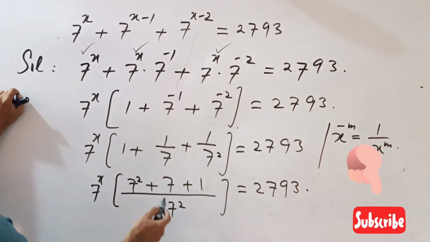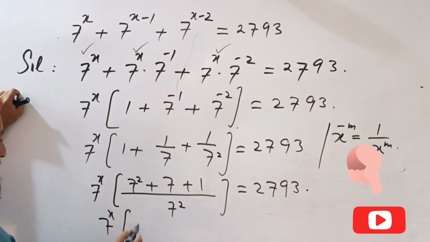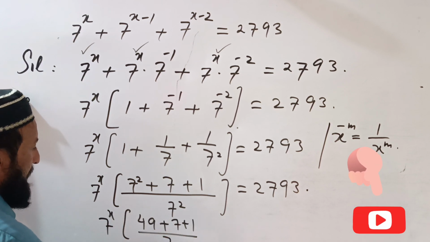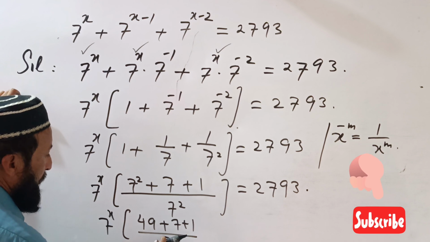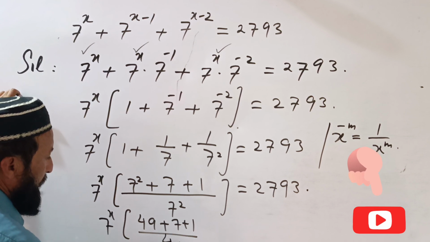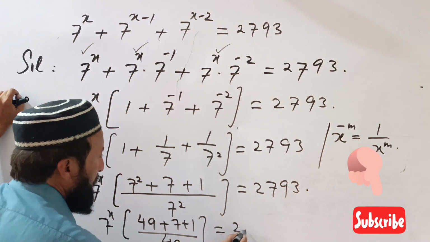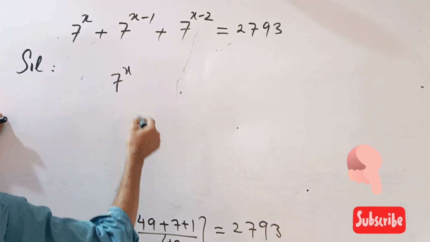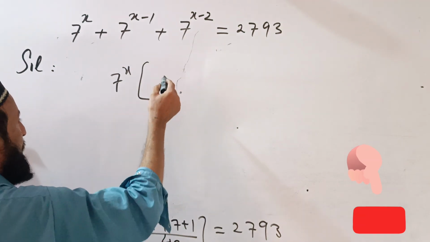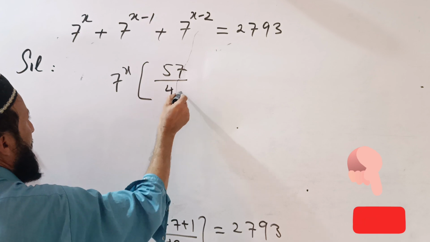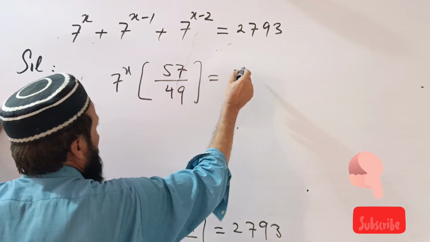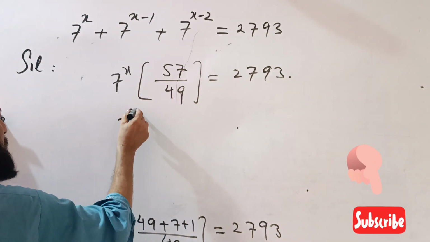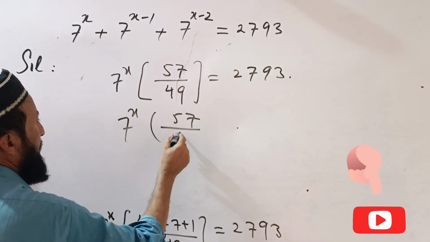Is equal to 2793. Next, if we simplify 7 exponent of x, this will be 49 plus 7 plus 1, and 7 square is 49, is equal to 2793. So 7 exponent of x, and we get 57 divided by 49 is equal to 2793. Now we are required to find the x value.